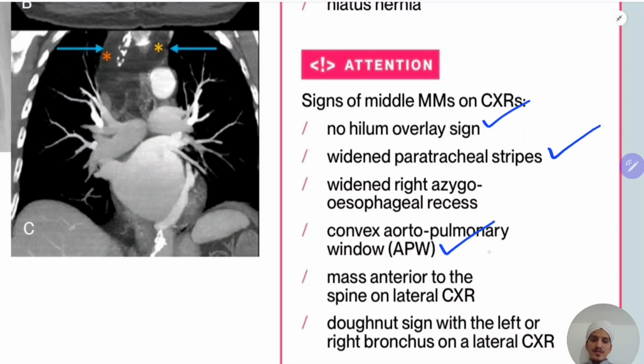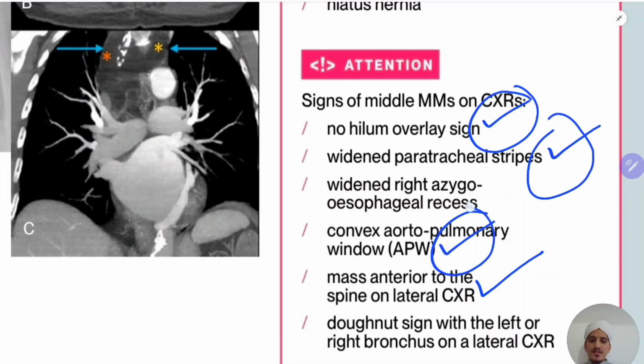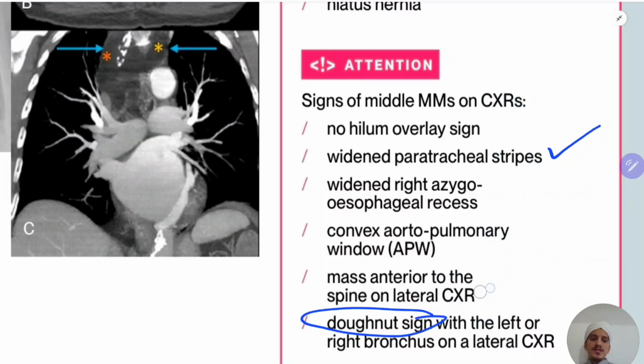This is important because the aorta and pulmonary arteries are present in the middle mediastinum. That's why it will be convex. On the lateral chest X-ray, the mass will be anterior to the spine, with a definite sign with the left or right bronchus. This is important. Remember all these things you will see.